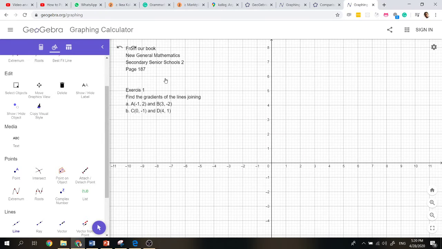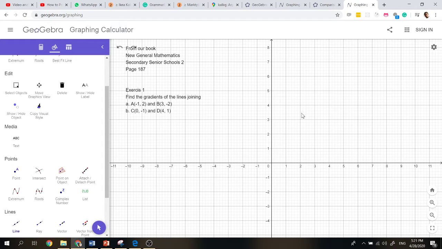Now we are going to solve the question from our book, exercise 1. Find the gradients of the lines joining A and B. There are two options you can see on the screen. This is page 187.